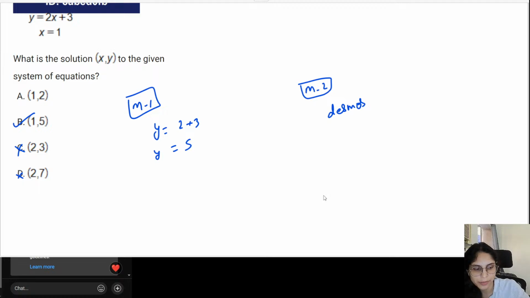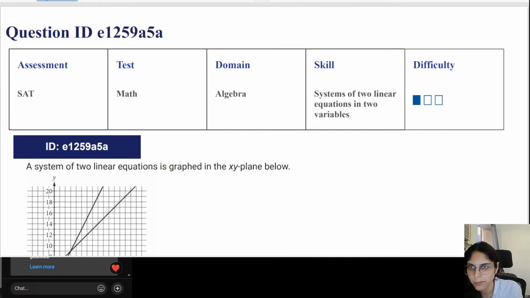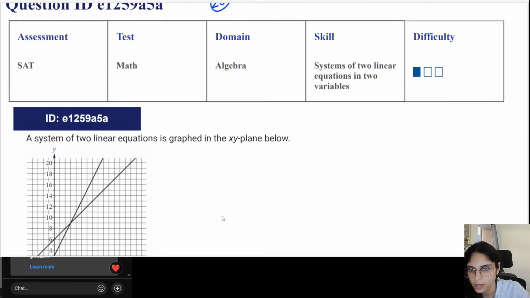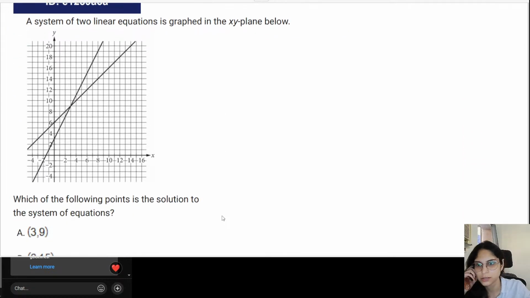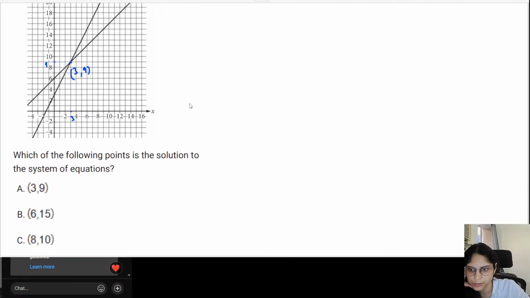Next is question number 20. A system of two linear equations is graphed here. Which of the following points is a solution to the system of equations? Point 3, 9. Because this is between 2 and 4, this is between 8 and 10. So this is going to be 3 comma 9.